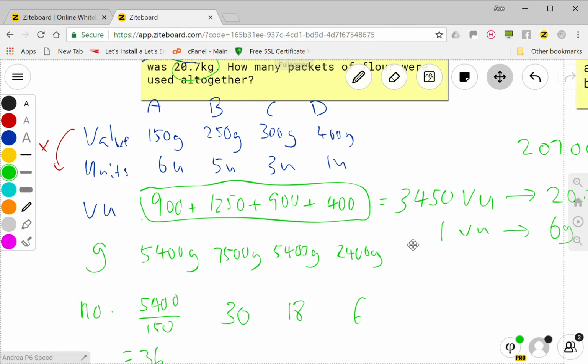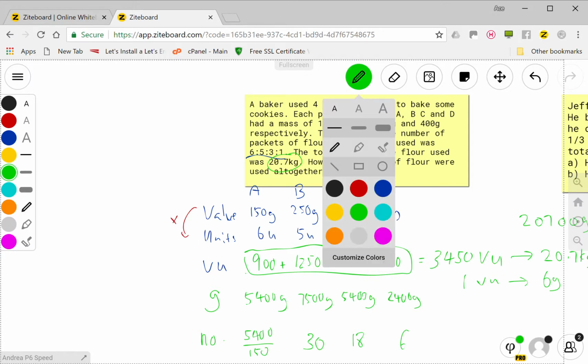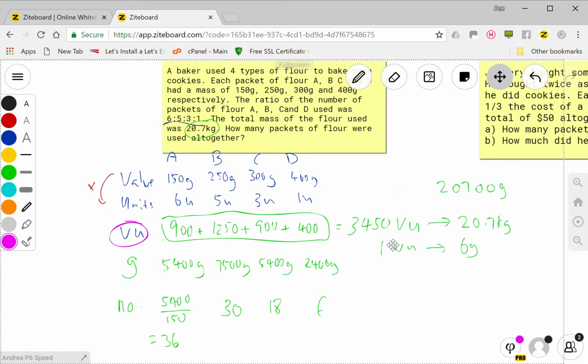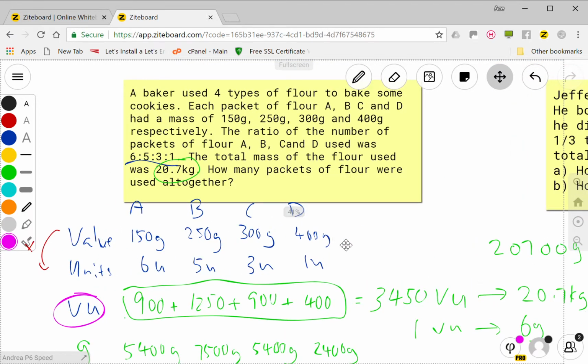That's it. So the trick for value and units is you just have to multiply the value and units, and you want to find this VU. I call it VU. So the total VU will be equal to the total mass. That's the idea. So this is value and units.